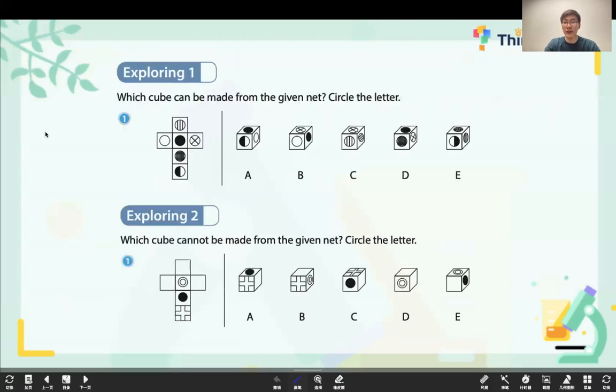So when we're talking about net questions, typically you'll see that there's 3 different kinds of net questions, okay? The first one is which cube can be made from the given net. So we're trying to find the correct answer, which one of the cubes is possible to be made from the net. The second question is which cube cannot be made from the net. So that means that of the 5 of them, A, B, C, D, E, 4 of them are correct and 1 of them is incorrect. So we need to find the incorrect one.